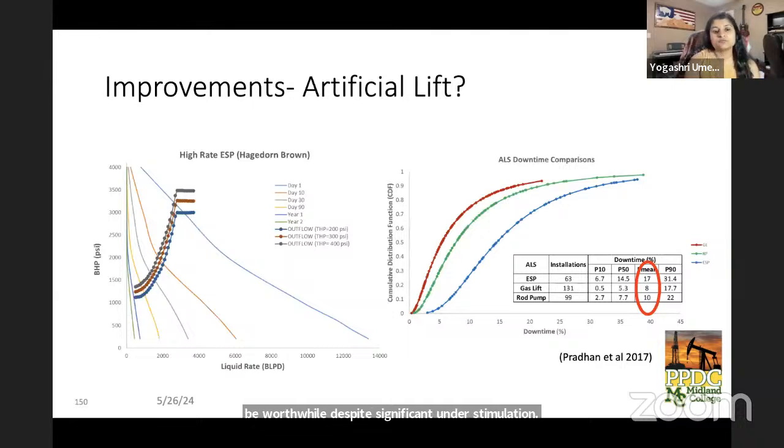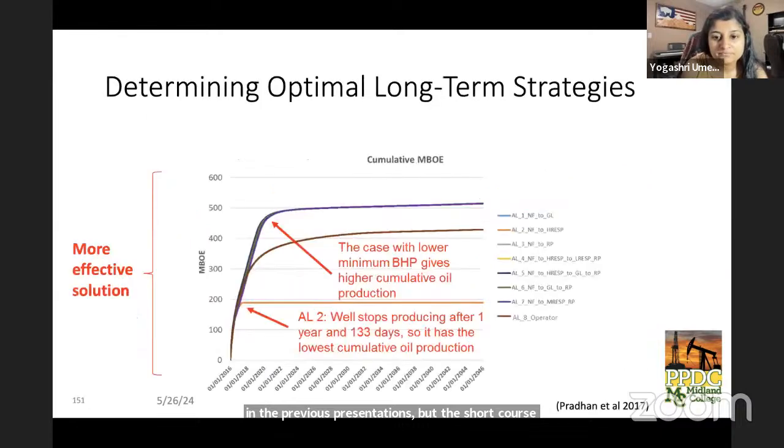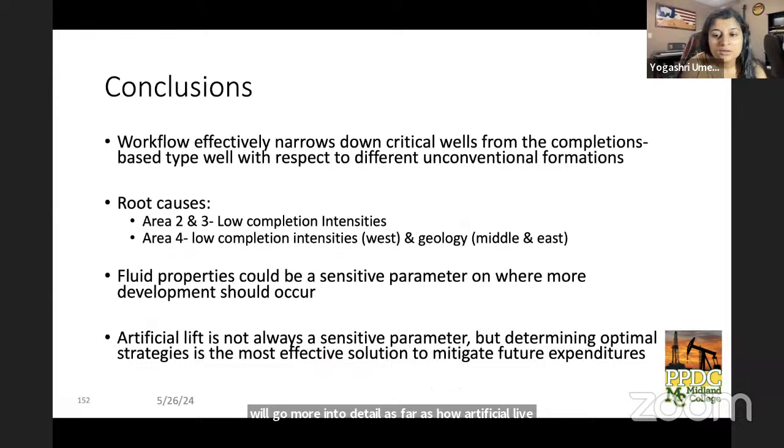As far as artificial lift goes, you've seen these slides in the previous presentations, but the short course will go into more detail as far as how artificial lift does play a role in underperformance. So therefore, the conclusions of this study is that the workflow effectively narrows down critical wells from the completions-based type well with respect to different unconventional formations. The root cause is low completion intensities in Areas 2 and 3, and then Area 4 is completion and geology.